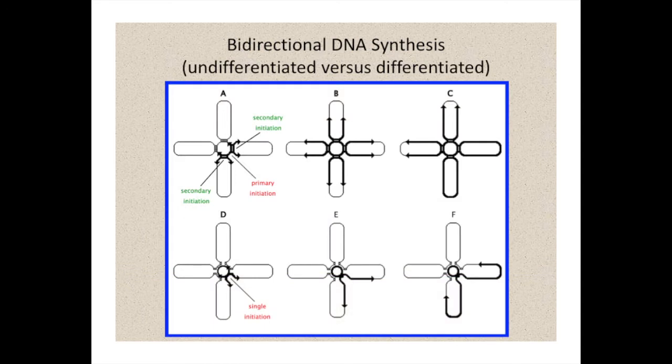Okay, we're looking at a diagram regarding bidirectional DNA synthesis. We're going to compare an undifferentiated versus a differentiated replicon cluster in order to help explain the importance of double origins of replication. So if you look in A, this is an undifferentiated replicon cluster, and it has a primary initiation point, that double origin of replication. As it initiates at that primary initiation point, the DNA replication goes bidirectionally across that replicon cluster.